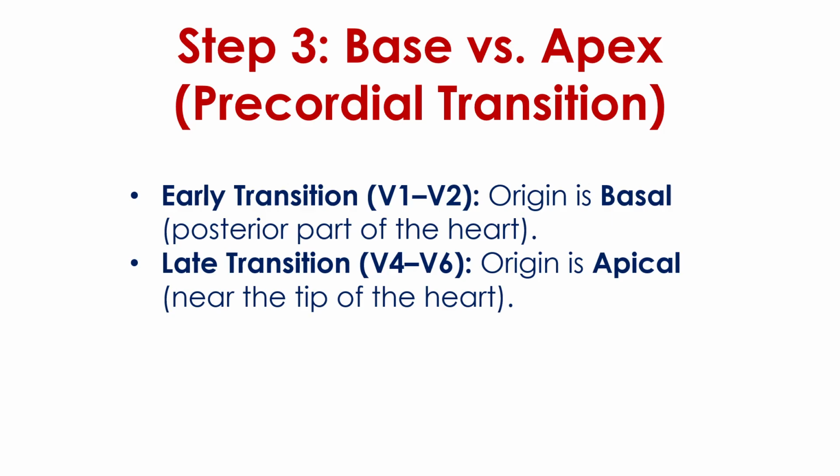Look at where the QRS flips from mostly negative to mostly positive. That is the transition lead. Early transition in V1 or V2, origin is basal, posterior part of the heart. Late transition in V4 to V6, origin is apical, near the tip of the heart.